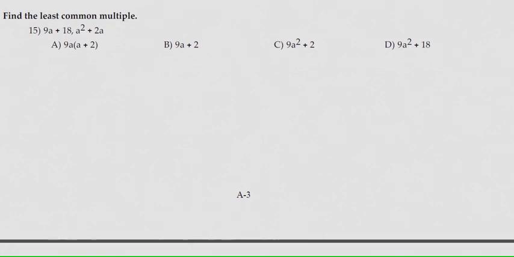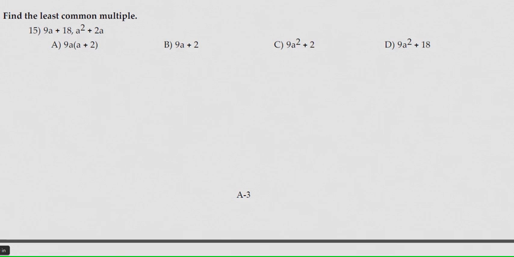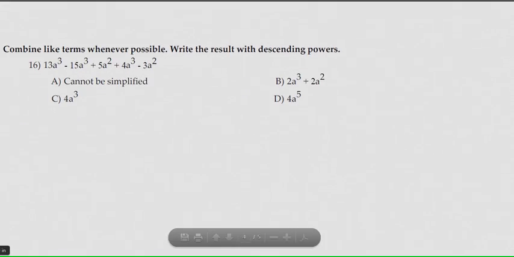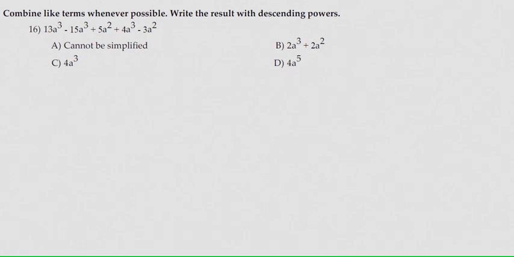Find the least common multiple. This is also about factoring. We didn't do the factoring yet. We did the least common multiple with numbers, but we didn't do it with variables yet. Like combine like terms. Combine like terms is just like simplifying the polynomial. How do we simplify this polynomial? Combine like terms.